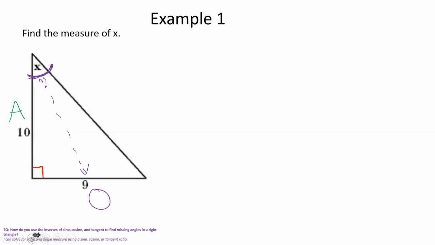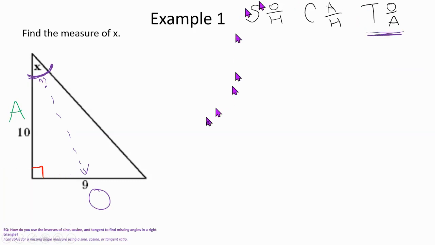And then we go ahead and reference our SOHCAHTOA. So I'm going to write SOHCAHTOA over here. All right, so which of our functions has adjacent and opposite? We know we're going to use the tangent because that one has these two letters in the name.